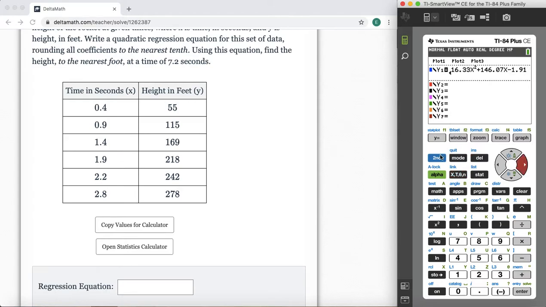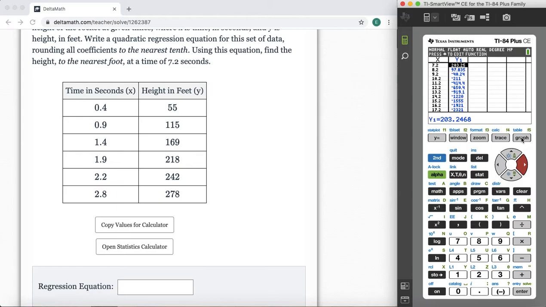That's my constant. Now, they tell me find the height to the nearest foot at a time of 7.2 seconds. So my independent variable, my x variable, is time. So what I'm going to do is plug 7.2 in. I'm going to go to my table. I'm going to start at 7.2, and I'm going to see what value it gives me. And it gives me 203.25. And they say round to the nearest foot. So 203 would be my rounding, right? No decimals, just a single foot, 203 feet.